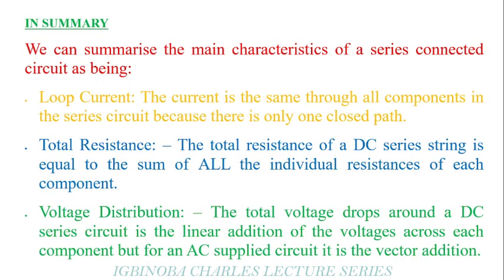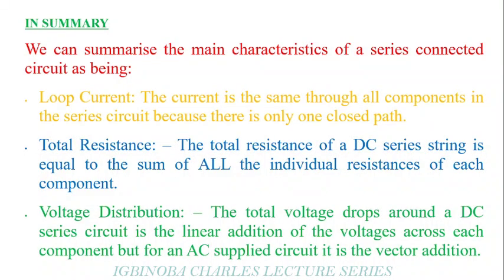In summary, we can summarize the main characteristics of a series connected circuit as follows. One, the current is the same through all the components in the series circuit because there is only one closed loop. Since all the components are connected in series, the current flowing through them is the same. Two, the total resistance of a DC series string is equal to the sum of the individual resistances of each component. So all you need to do is add all the resistances together to get the total resistance.